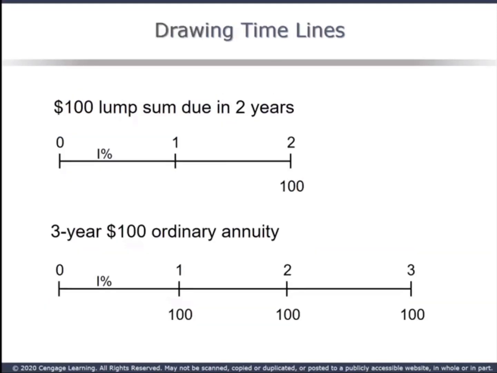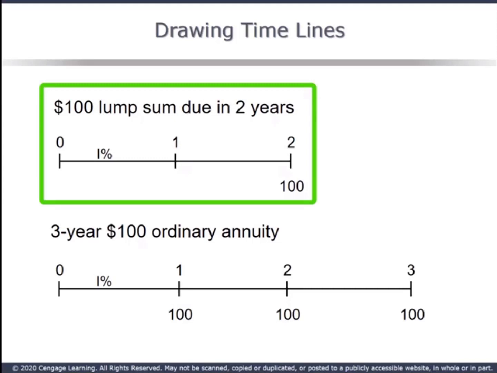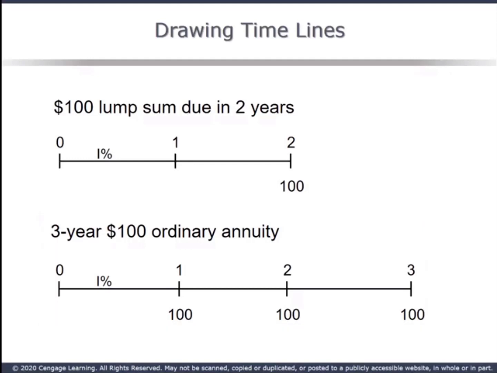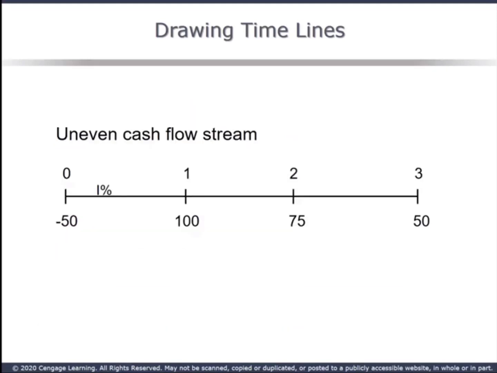Here are some timeline examples. The upper one shows a lump sum, a single amount due as income, a positive cash flow, in 2 years. The lower line shows an ordinary annuity with a $100 income every year for 3 years. We'll be working more with uneven cash flow streams like this one, where the cash flows in each period are not the same. With uneven cash flows, drawing a timeline and placing the cash flows can be very helpful.